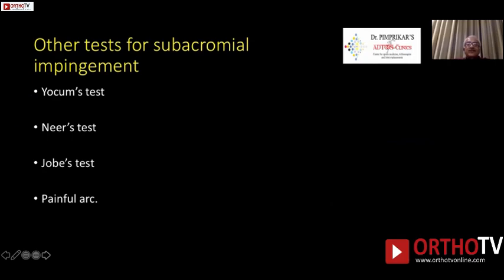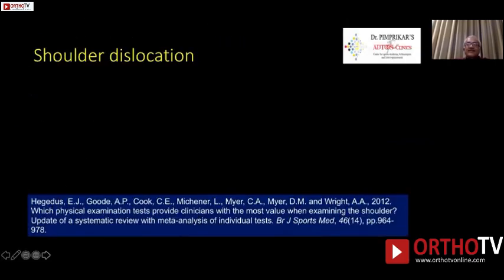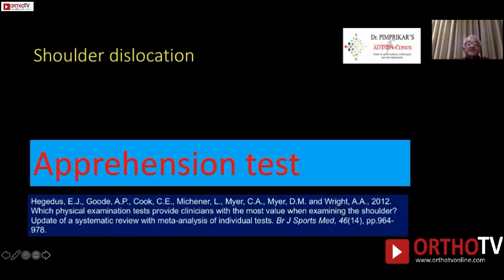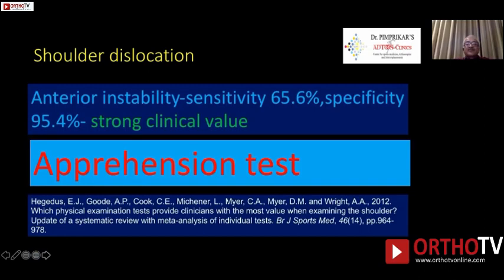We have not included all the tests, as examination of the shoulder joint in itself is not a very valid kind of examination, as we have seen in the sensitivity and specificity of different tests. When you come to instability of shoulder, dislocations or recurrent dislocations, the apprehension test is one of the most important tests and has got a strong clinical value with a specificity of 95.4%.